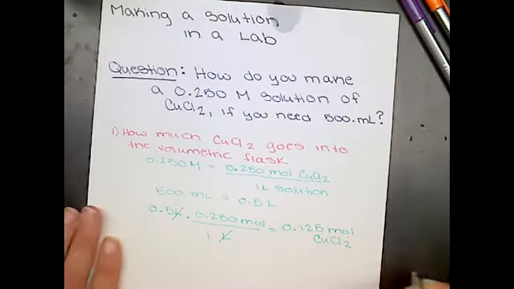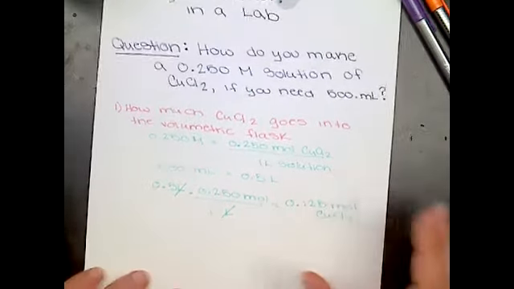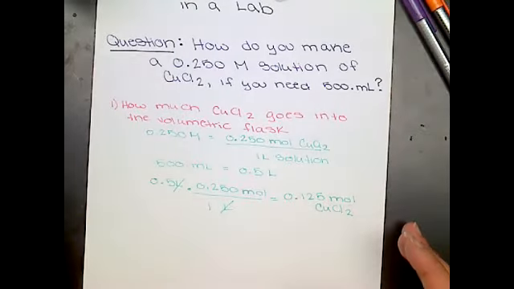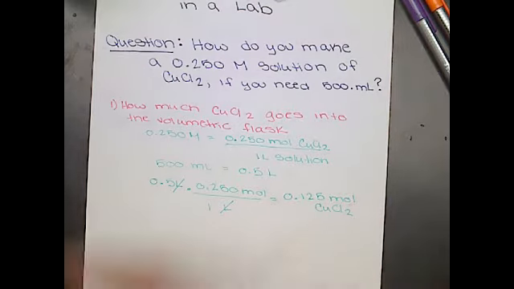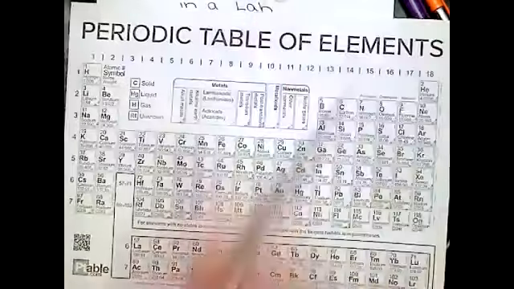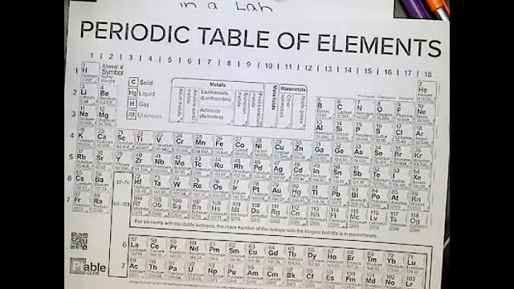Now, we're not quite there yet. We're very close. What you want to remember is that we cannot weigh out moles, so we need to convert moles to grams. And we know how to do that. We're going to use our molar mass. Using our periodic table, we're going to calculate the molar mass of copper 2 chloride. This is a periodic table that you have access to. This is the one from ptable.com.